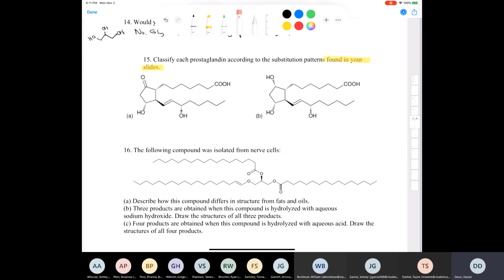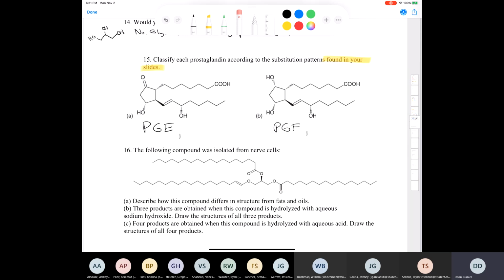So PG stands for prostaglandin. E stands for the substitution pattern on the 5-membered rings here. And then the subscript, the number, stands for the number of double bonds. Okay, so both of these would have to have something PG something 1. Anyhow, in case nobody went ahead and took a look at it, you can go back and look at my slide, but this first one would be a PGE1, and then this is a PGF1.